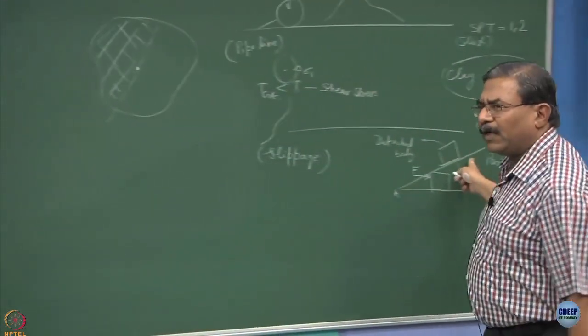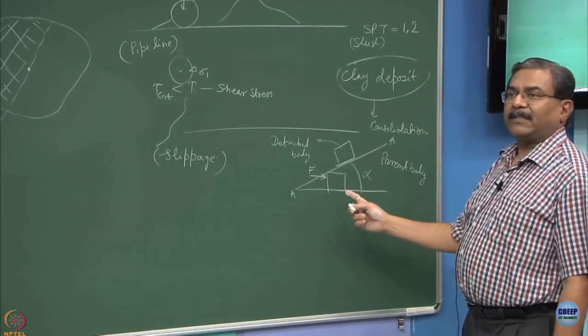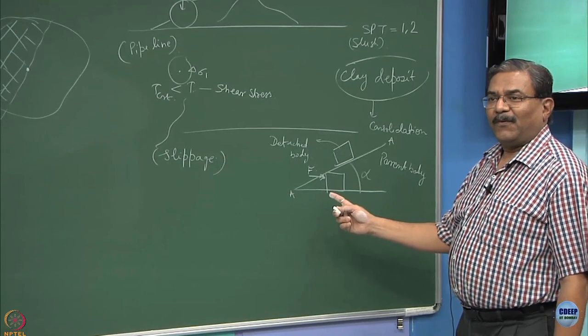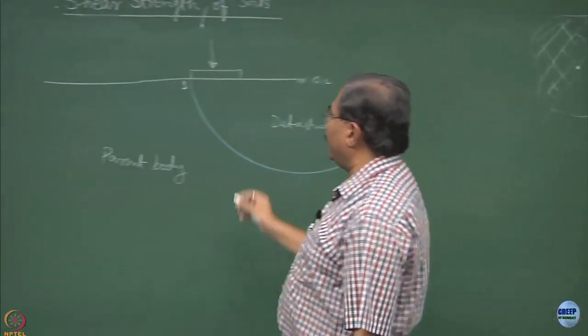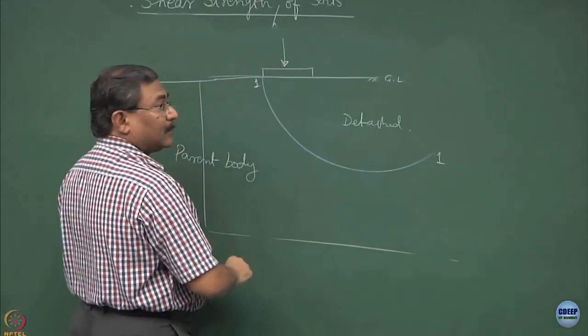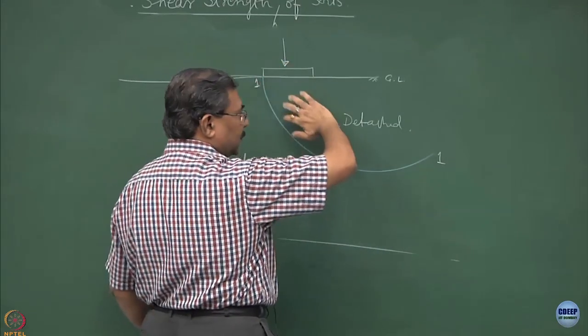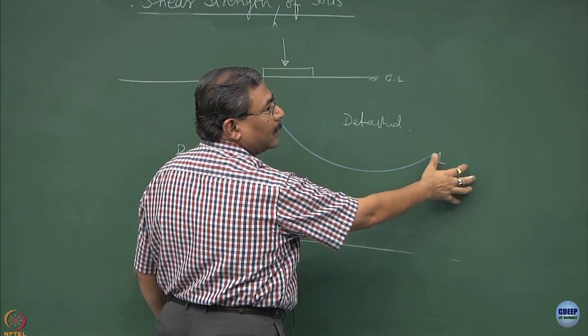In nature, you won't have very much plain, linear, inclined surfaces. What type of surfaces are you going to have? So next time when you go towards hilly terrains, you will find that most of the slopes fail like this. There is a scar formation and the soil mass simply gets removed from here and gets deposited at the downhill side.